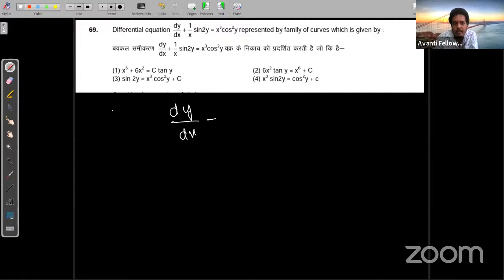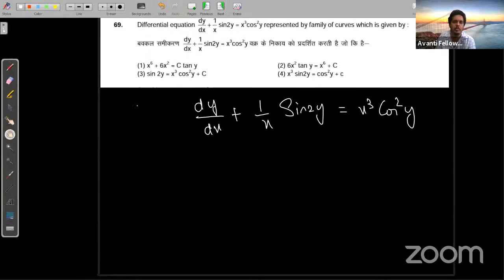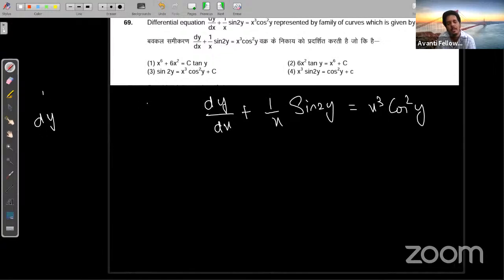dy by dx plus 1 by x into sin 2y is equal to x cube into cos square y. It is kind of a linear differential equation, but it is not a linear differential equation. So how to do it? Our linear differential equation should be in the form dy by dx plus p into y is equal to q, where p and q are some function of x or a constant, right?